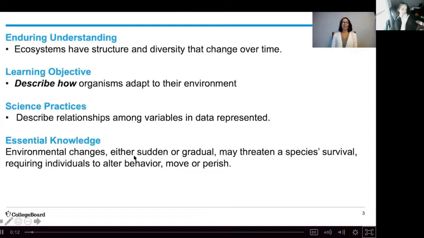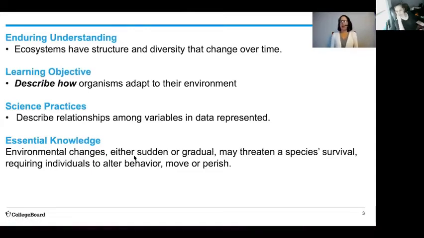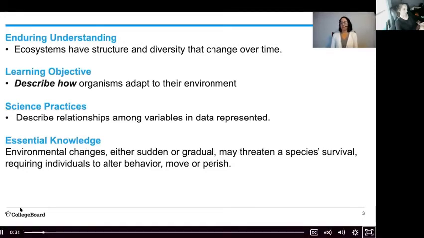Oh my goodness, we have that same enduring understanding. I hope this is really starting to make sense to you. Ecosystems have structure and diversity that change over time. Our specific learning objective is to describe how organisms adapt to their environment. We're going to do that by looking at relationships among variables in data.